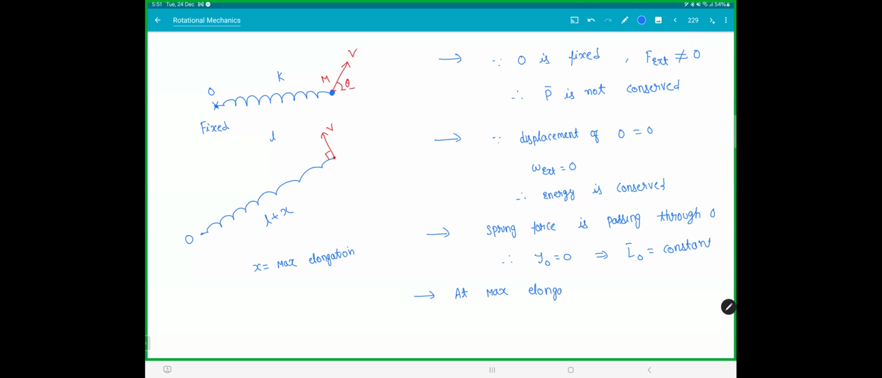We will prove it is not zero, otherwise angular momentum won't be conserved. At max elongation or compression, the component of velocity along the spring must be zero because it's a maximum elongation. You can't go further. Because if there is a component, either it is still stretching and didn't reach maximum elongation, or it reached and is coming back already. The component along the spring must be zero. That is, velocity is perpendicular to the spring. This is your state 2.